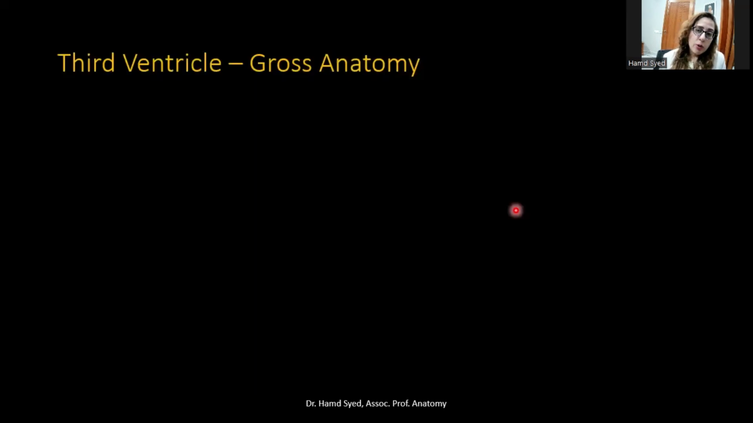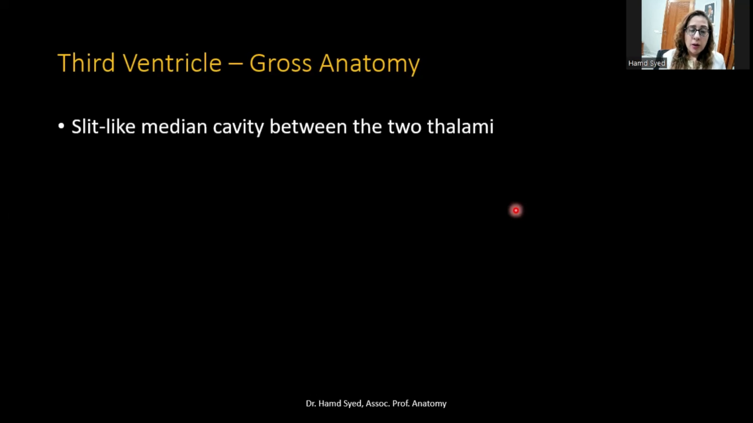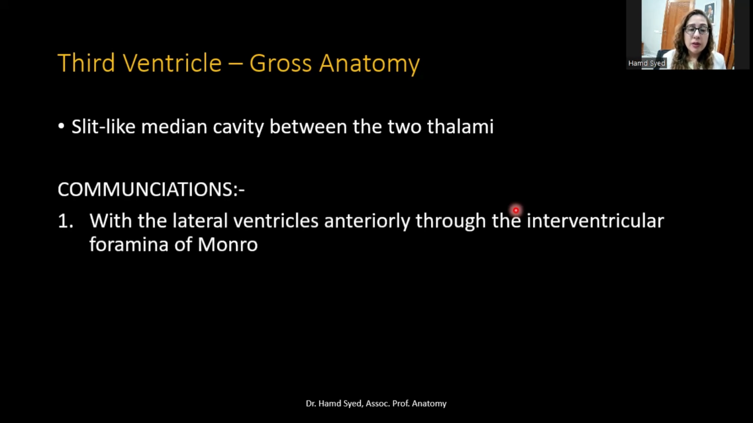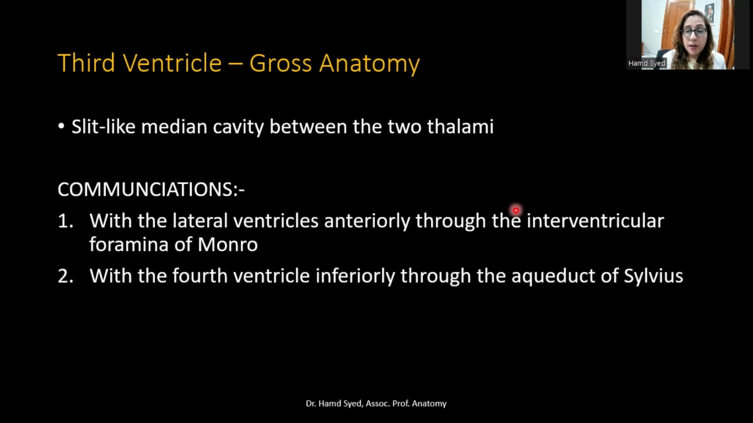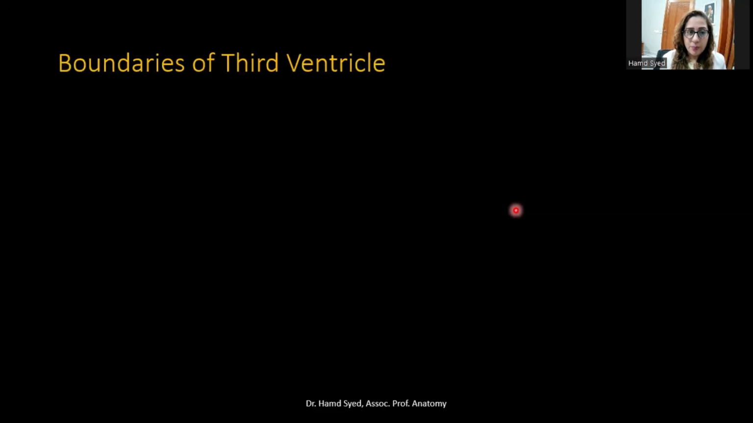Okay, now we're going to be talking about the third ventricle. Since we have discussed the gross anatomy of lateral ventricle, let's talk about the third ventricle. Like I mentioned before, this is a slit-like median cavity present between the two thalami, and it is communicating above with the lateral ventricles through interventricular foramina of Monro, whereas below with the fourth ventricle through the aqueduct of Sylvius.